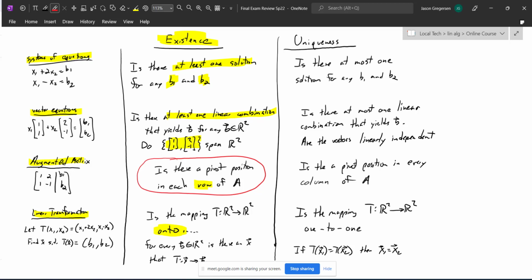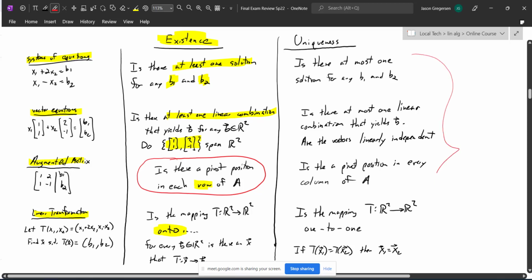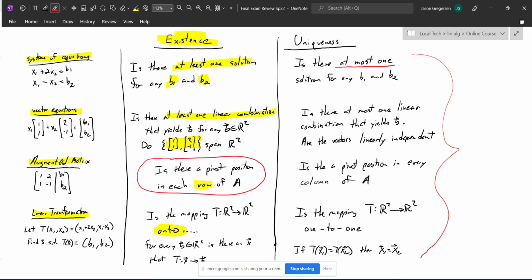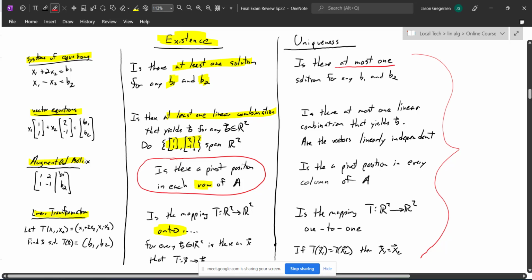Same thing for uniqueness, right? If one of these things in the uniqueness column is true, then they're all true. And so here I would say that there's at most one solution for any B1 and B2. In other words, there's not more than one. A 0 or 1 solution would mean they're unique. We could also say that the vectors in the vector equation are linearly independent. Linearly independent vectors means there would be at most one solution.